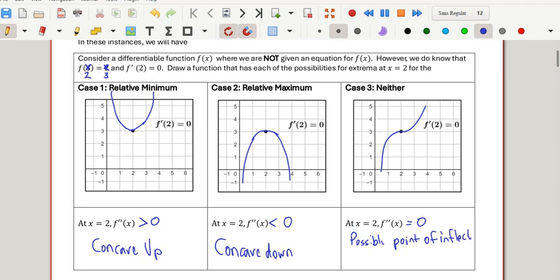But not necessarily. The example for this is any of the simple x to the power functions. If you go higher than x cubed, x to the 3, x to the 4, x to the 5, all of these have a second derivative of 0 at x equals 0. Some of them have relative minimums. Some of them are like x cubed, where they have points of inflection. So you really don't get any information here.